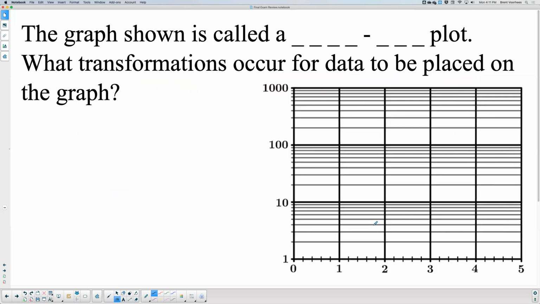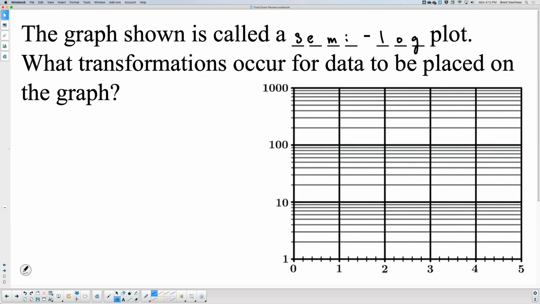All right. The graph shown is called a, now what do we call this type of plot? This would be called a semi-log plot. A semi-log plot.